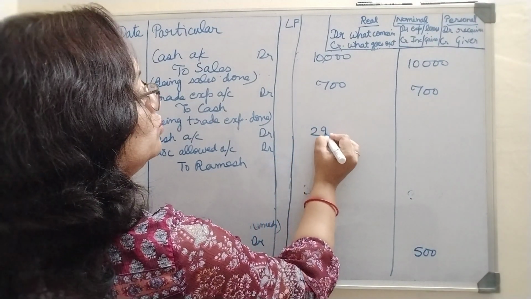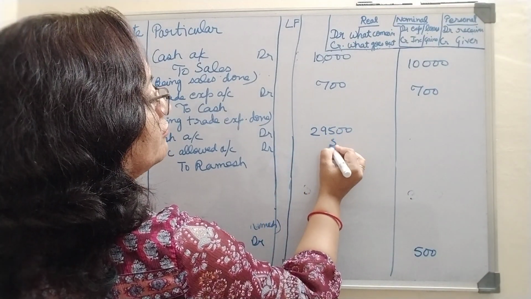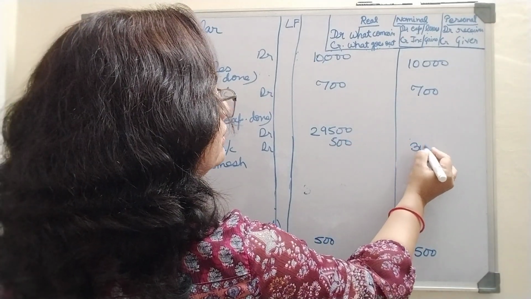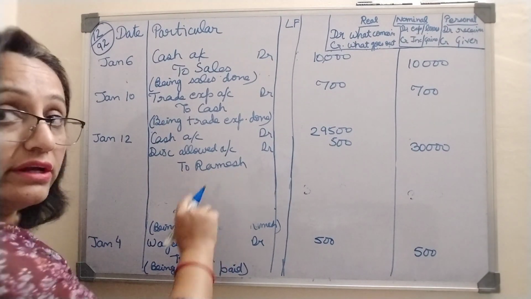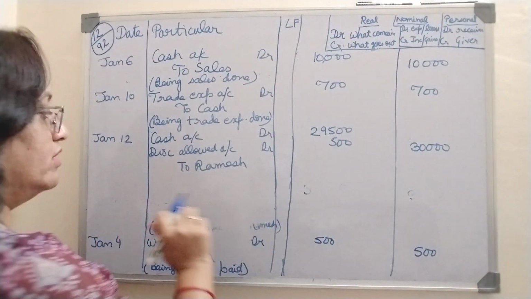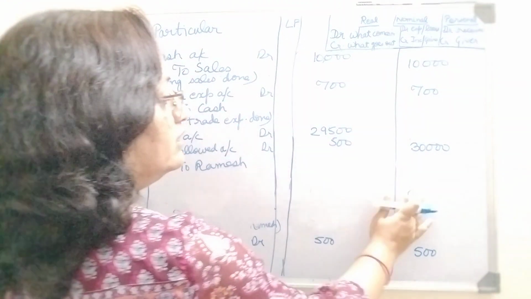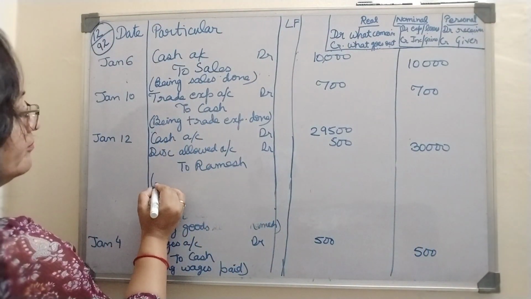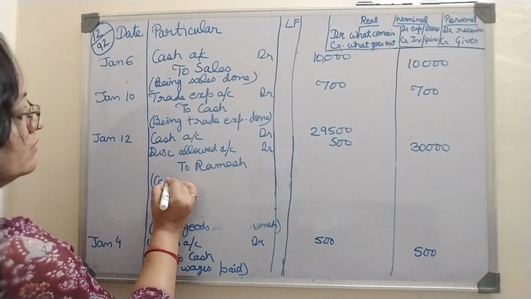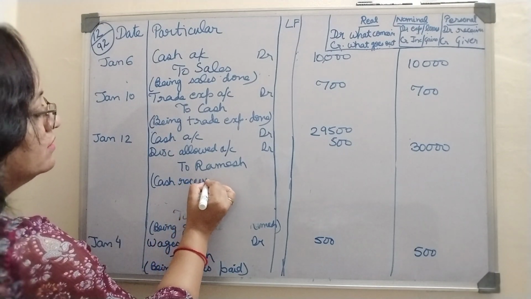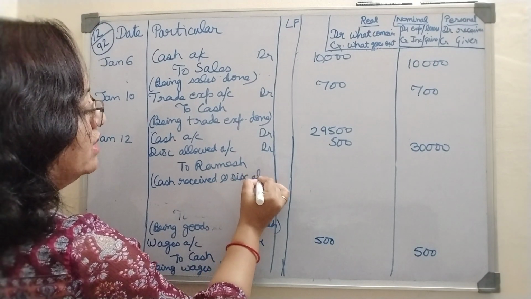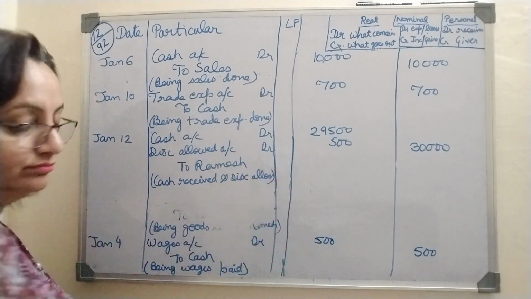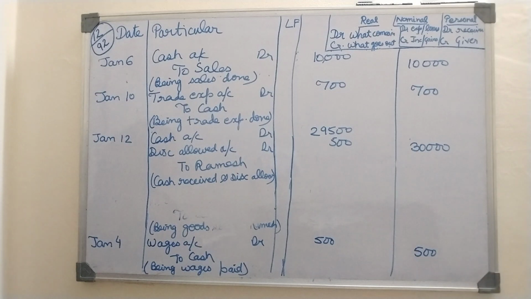So we will write 29,500, 500, and over here 30,000. Ramesh was debited at that time. Now we are crediting him. So it means the account is over. Debit credit means the value is decreased. So cash received and discount allowed. So we are allowing discount. Cash account debit, discount allowed account debit to Ramesh.